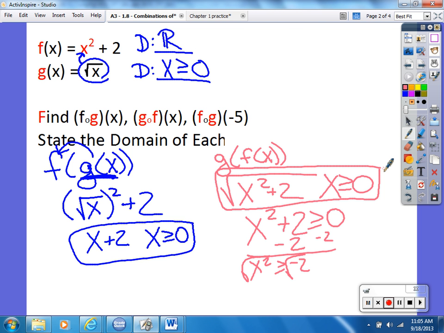Have I already done f of g of x? I did it right here, didn't I? It's in blue. And it says that I could do x plus 2, only if, though, what? X is greater than or equal to 0. Well, is negative 5 greater than or equal to 0? No. So this one is not possible.